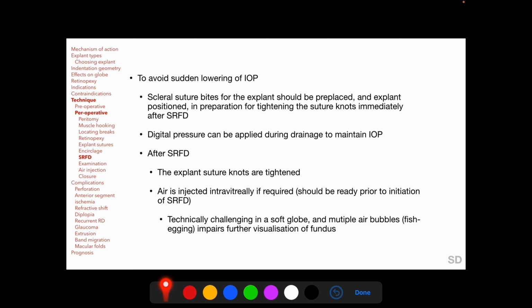To avoid sudden lowering of intraocular pressure during SRFD, scleral suture bites for the explant should be pre-placed and the explant positioned as we have mentioned, in preparation for tightening the suture knots immediately after SRFD. Digital pressure can be applied on the globe during SRFD, and after SRFD, the explant suture knots are tightened and air is injected intravitreally if required.